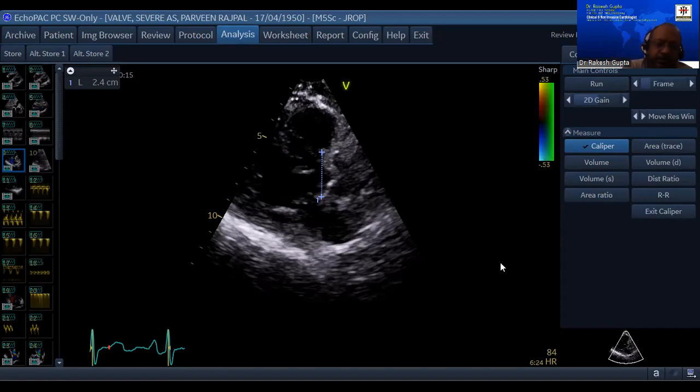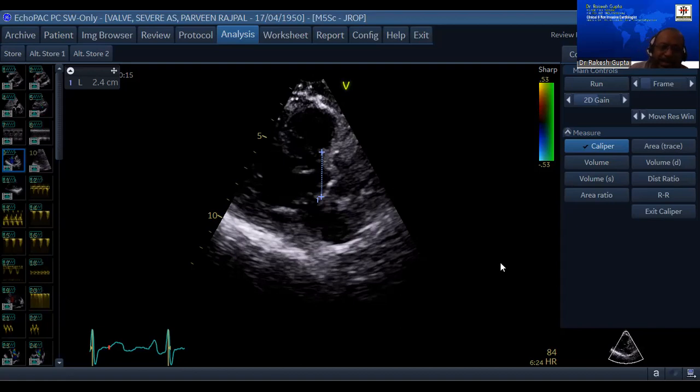Yes. Anybody who's not clear about it? Yes, sir. So we have got three variables out of the four parts of the continuity equation. One variable is the LVOT diameter, 2.4.